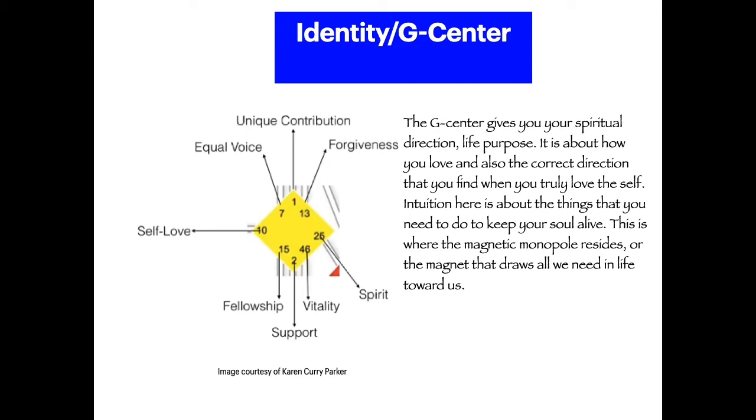It is also the place where the theoretical magnetic monopole resides. And based on human design theory, the magnetic monopole is something that draws all the things we need in life. It is only an attractor. There is no repellent, it's not a repeller. So in a normal magnet, you would have a positive and a negative charge. But with the magnetic monopole, you only have one charge, and that's an attractor. What it attracts in your life is in relationship to how you feel about yourself. And that all comes down to the G center. So I'll tell you a little bit more about the magnetic monopole right now.